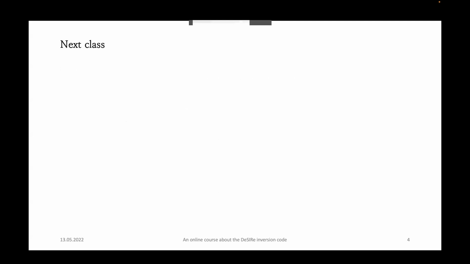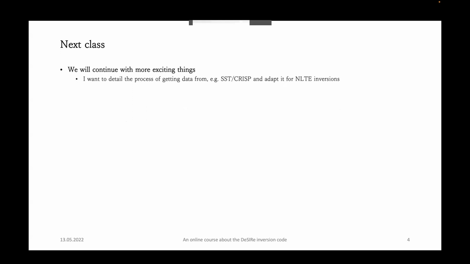Okay. So then next class, we will continue with a lot of exciting things. I want to cover several things. So one is to get imaging data from, for example, SST-CRISP. We did something in the DeSIRe class, but I want to do it again. And in this case, we'll be combining an observation of 2 lines. So for example, iron plus calcium 2, 8542.